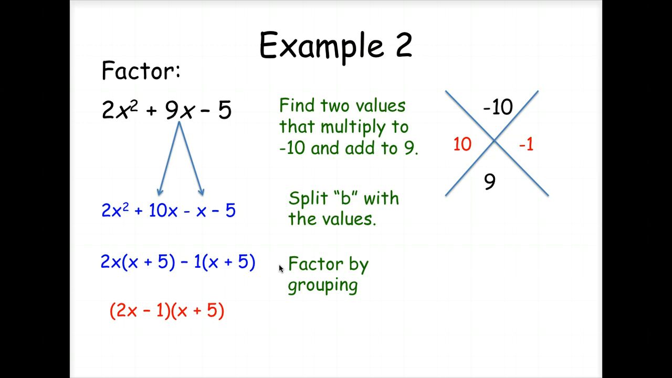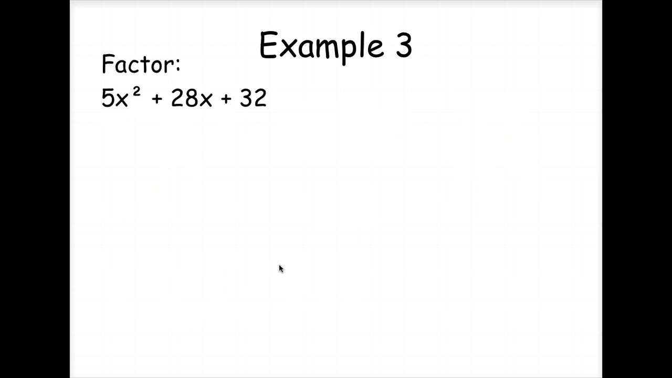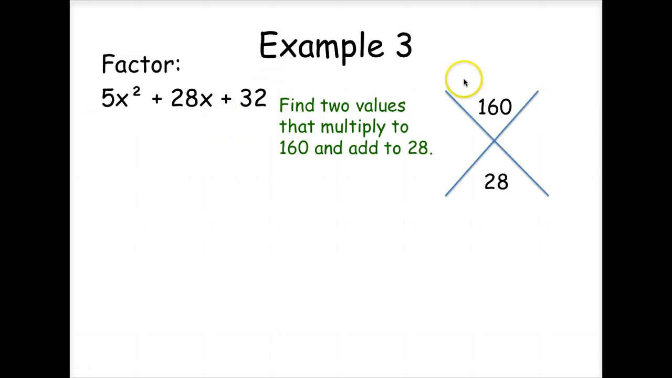Let's look at one more. Again, the questions to ask yourself. Is there a greatest common factor? No. Is a equal to 1? No. Are there 4 terms? No. So now we're going to use the AC method in our magic x. 5 times 32 is 160. So factors of 160 that are going to add up to be 28. That will be 20 and 8.